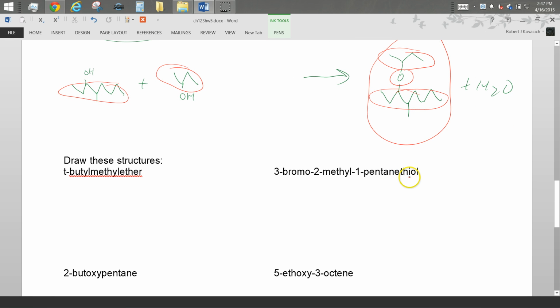T-butyl methyl ether. So what do I need with this? I need an oxygen, because it's an ether, and then I need a methyl group, and then I need a t-butyl group.